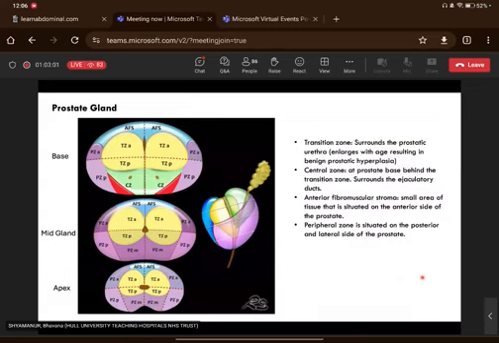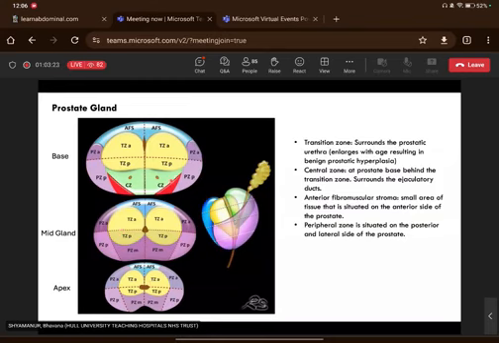We'll be looking at anatomy at the base, at the midgland, and at the apex. And just here's another diagram that goes through the zones again, but from top to bottom in axial slices. As you can see, the yellow part, the transition zone, does take up quite a large part of the prostate, and the peripheral zone curves around it.